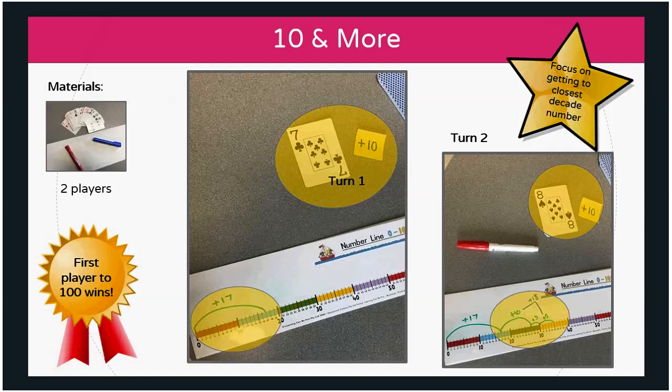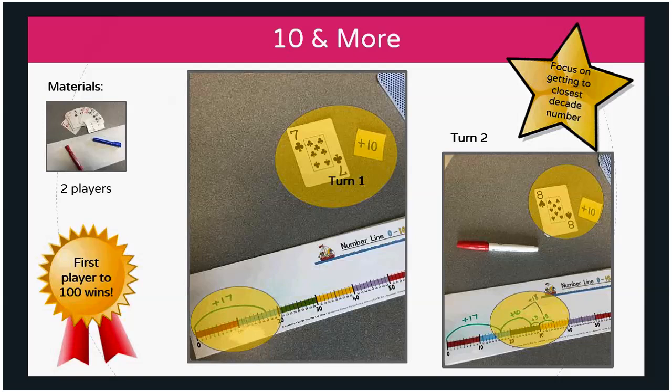The teacher can choose a target number for the groups depending on the time you have. So maybe your target number could be 100, 200, 300, etc. Player 1 flips their first card and adds 10 to it. For example, if they flip a 7, they start with 17.